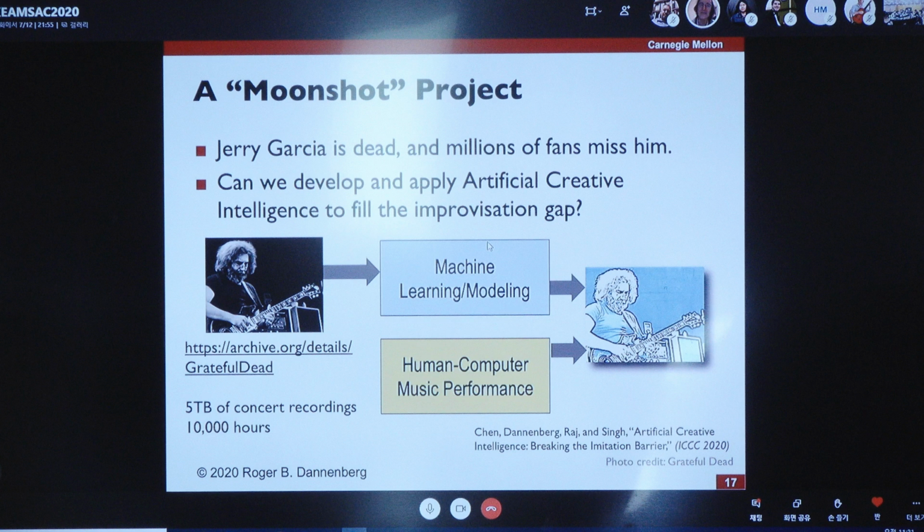Anyone else? May I ask a question? Please. Sure. So I want to follow up on the Jerry Garcia question, and on the slide, and also when you said it, you talked about artificial creative intelligence. How do you define creativity, and how can you make sure that it's not your creative imagination of what Jerry Garcia would do today?